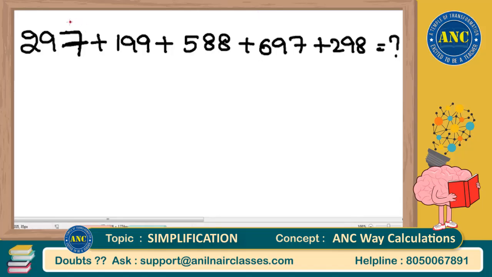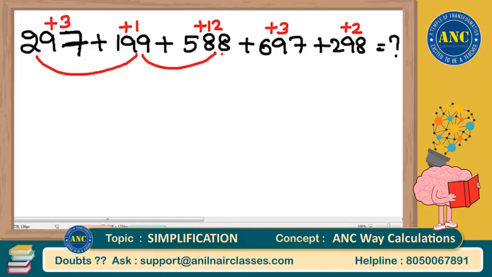Very, very easy, sir. I want to make it a beautiful number. 300. Add 1, 200. Add 12, 600. Add 3, 700. Add 2, 300. Now if I add all these things, can I say that 300 plus 200, 500, 500 plus 600, 1100, 1100 plus 700, 1800, 1800 plus 300 is 2100.